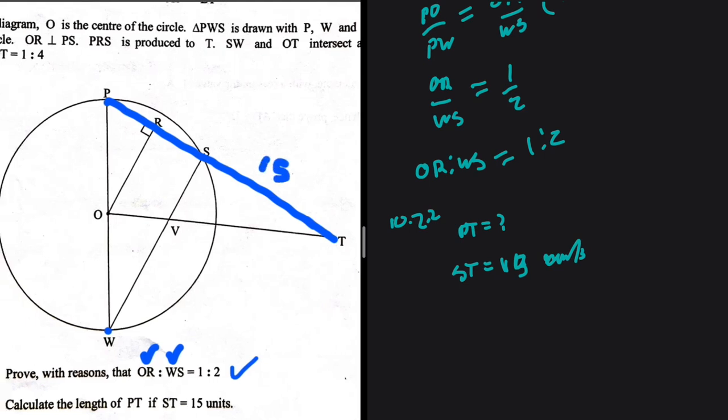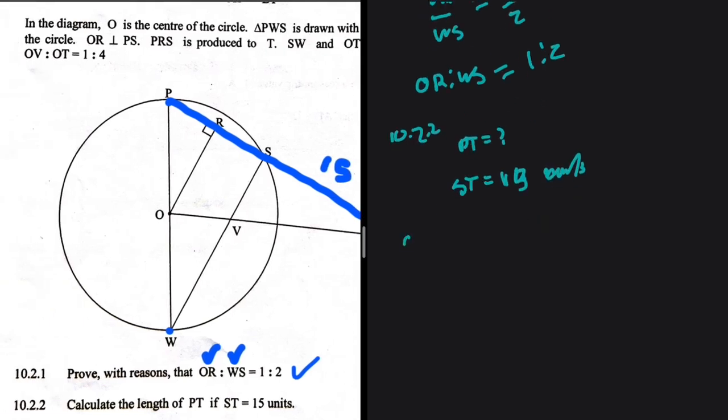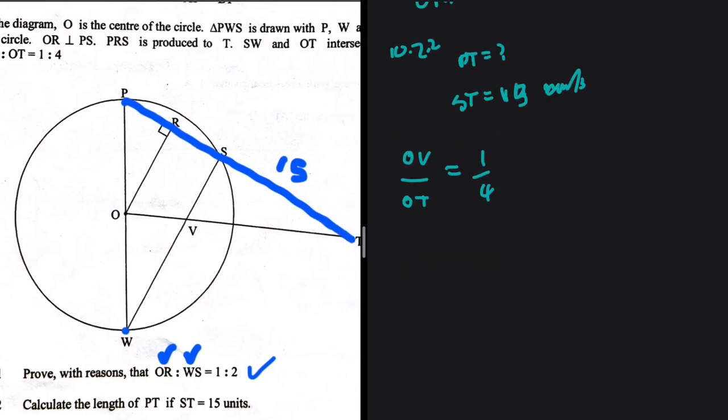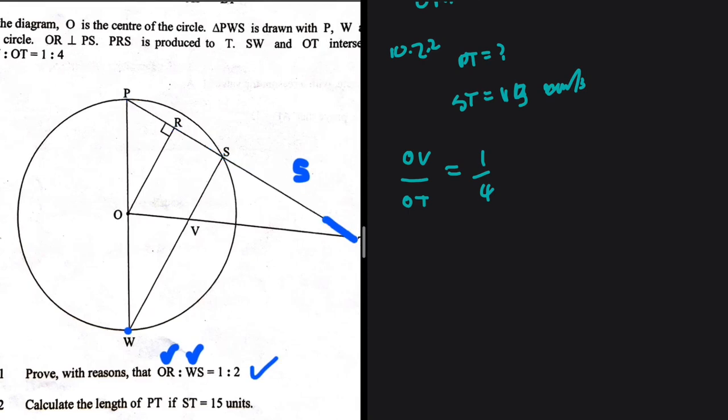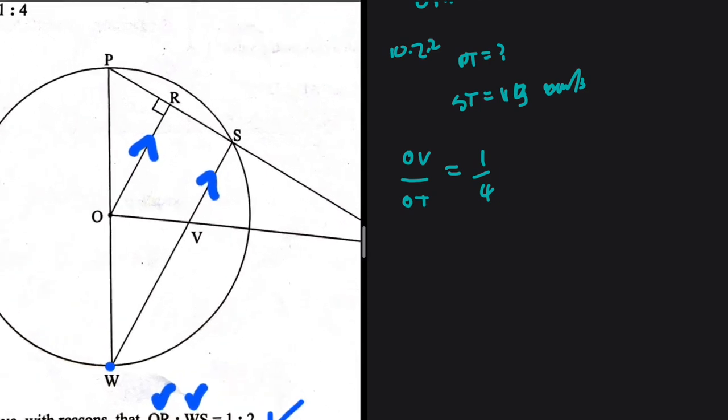Okay. In our question here, we are given that OV over OT is equal to 1 over 4. This is parallel to this. Yeah, that is important. We need that there. And then OV, where is OV? OV is this side, right? So the ratio is 1 over 4.